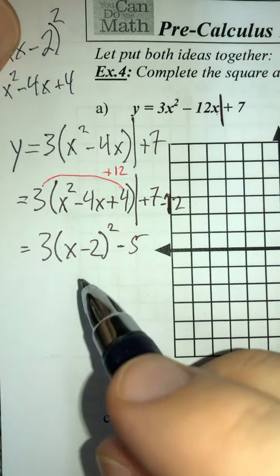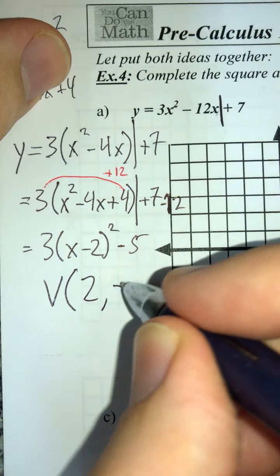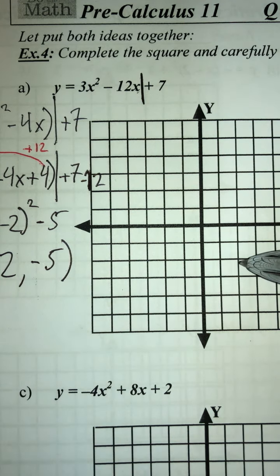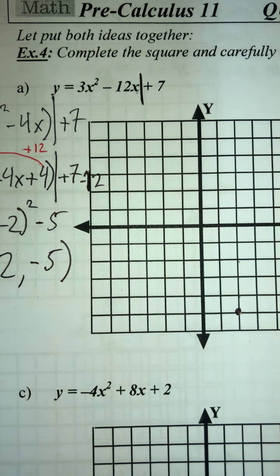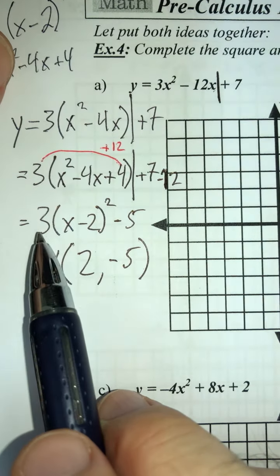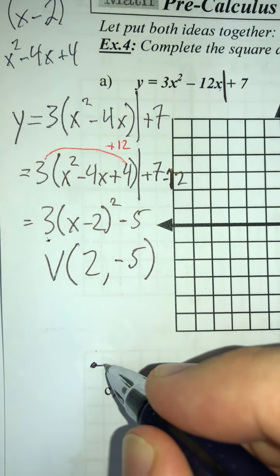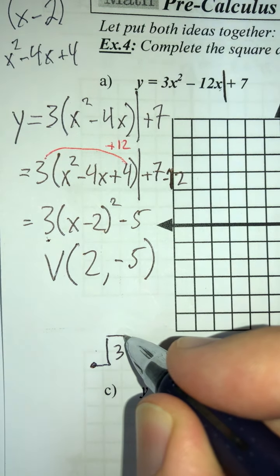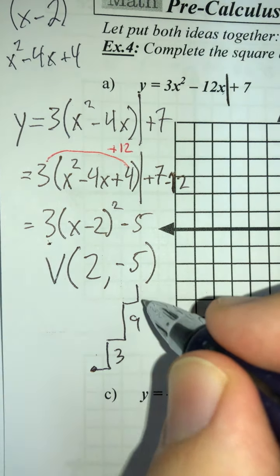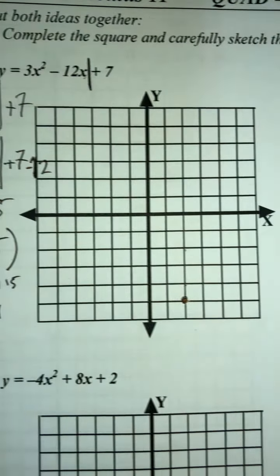So let's find the vertex of this. So my vertex is positive 2, negative 5. I can plot that. 1, 2, 1, 2, 3, 4, 5. There's my vertex. And again, my value in front of x squared here is a 3, and it's positive. So I start at my vertex, go out 1, up first by 3, out 1, up by 3 times 3, which is 9, and then go up by 15. So that's our pattern.